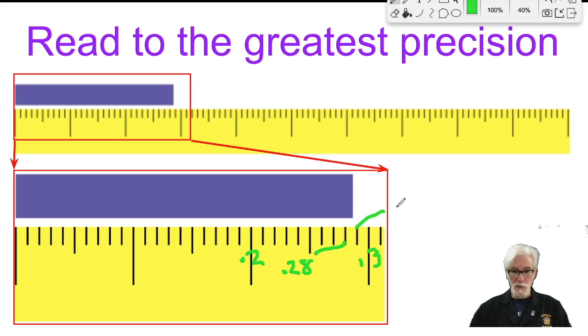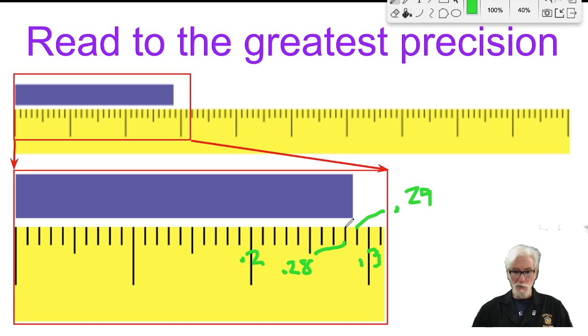And this marking here is 0.29. So now I know more about my measurement. I know that my value of length of the purple thing is somewhere between 0.28 and 0.29. So the 2 digits I know for sure are the 2 and the 8. That's for sure. And now I have to estimate.